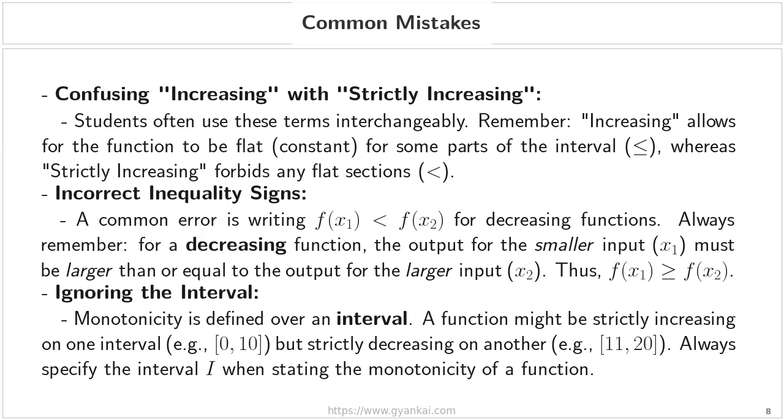As we established at the beginning of this section, monotonicity is not necessarily a global property of a function, but is defined over a specific interval. For example, a function might be strictly increasing on one interval, such as from 0 to 10, but then switch and become strictly decreasing on another interval, such as from 11 to 20. Because of this, you must always specify the interval, denoted as capital I, whenever you are stating the monotonicity of a function.